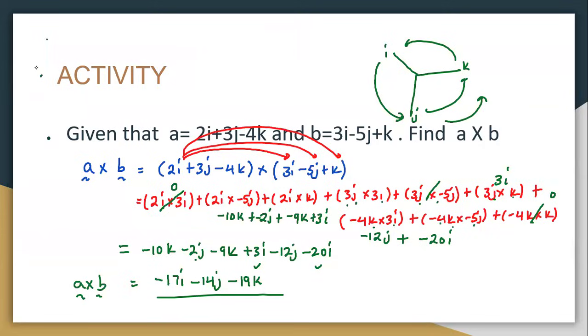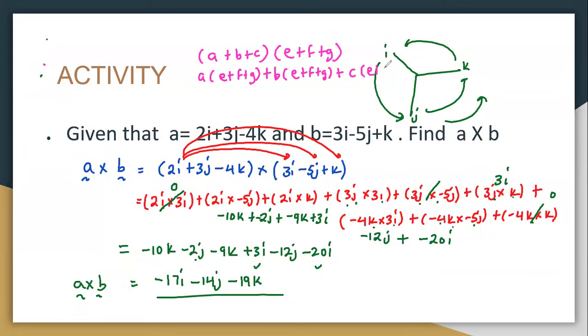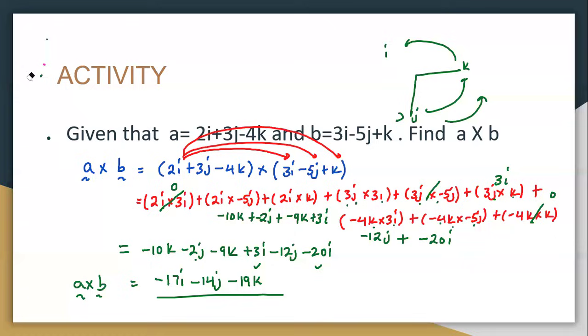Now we are going to extend it. I have A plus B plus C, and I have E plus F plus G. How do we open this? That would be a into e plus f plus g, plus b into e plus f plus g, plus c into e plus f plus g. Then you close the bracket. Good. Now, we continue.